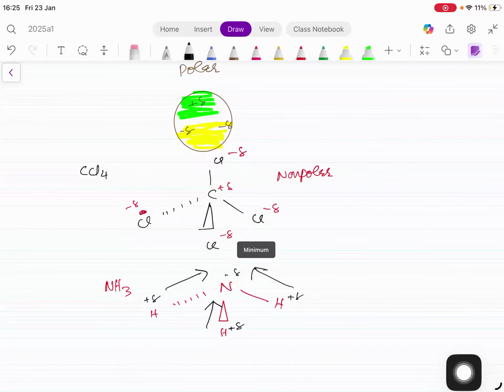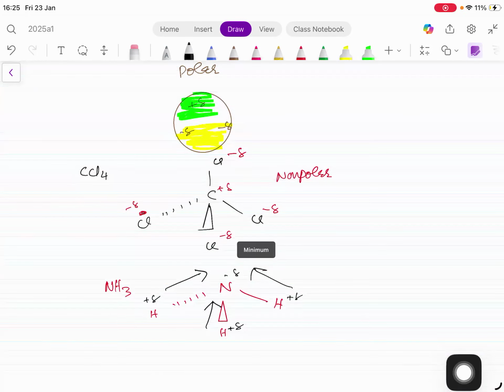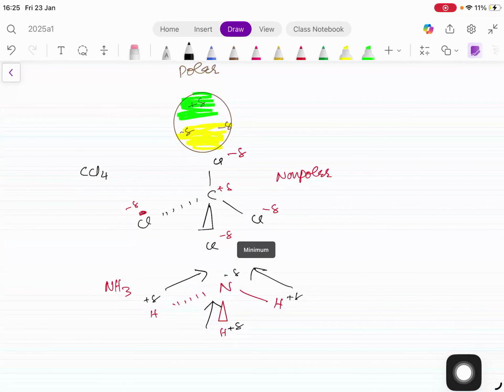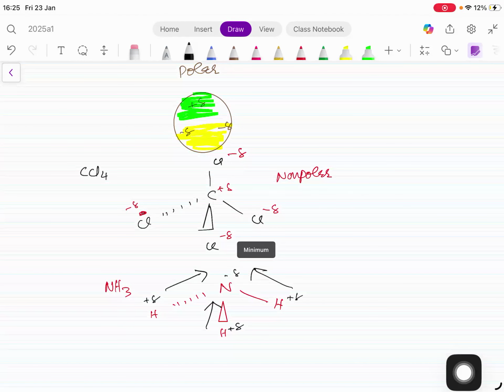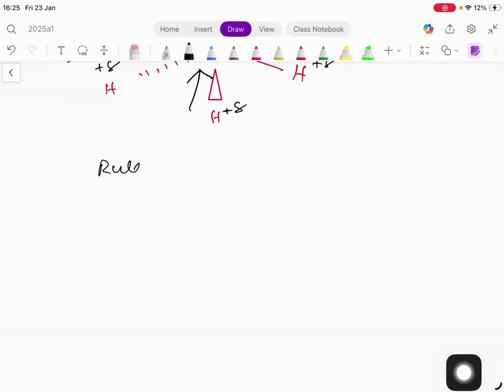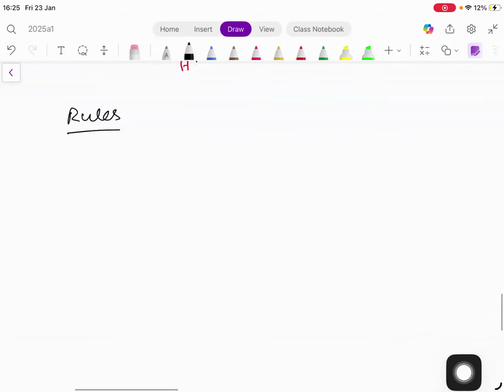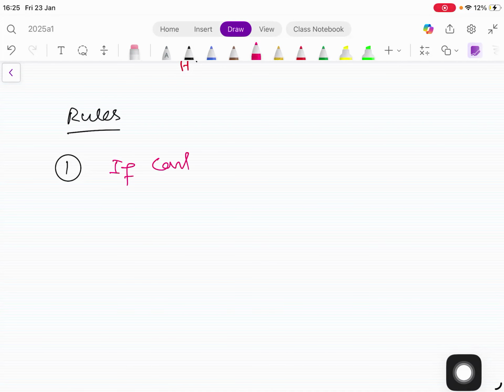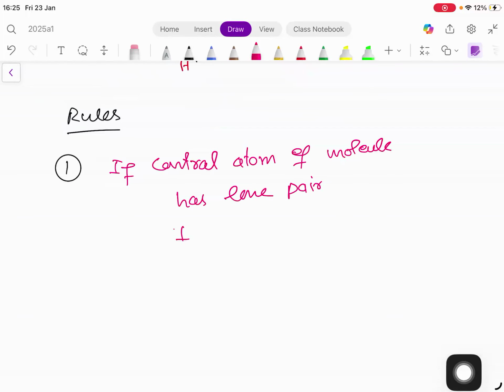There is a shortcut. In exams, the examiners are not interested in you doing all the math work. They just ask you, is it polar or non-polar? What is that shortcut? Please write down. There are two rules you have to follow to see if it's polar or non-polar. Rule 1, straightforward: if the central atom of a molecule has a lone pair, it's a polar molecule. So you do not need to do anything.